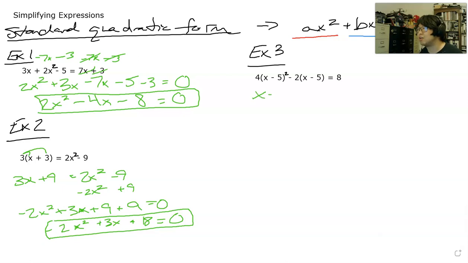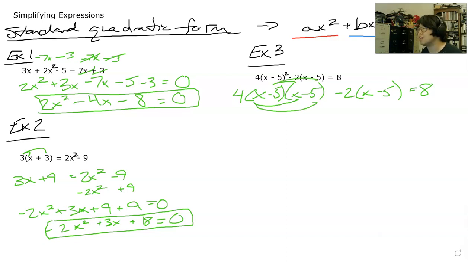So how do I foil again? Okay, well first let's write it out. (x minus 5)(x minus 5). Okay, and you can stick 4 out there, it's fine. Minus 2(x minus 5) out here equals 8. That's all well and good. Okay, (x minus 5) and (x minus 5). First, outers, inners, last. You remember that? You are all set.